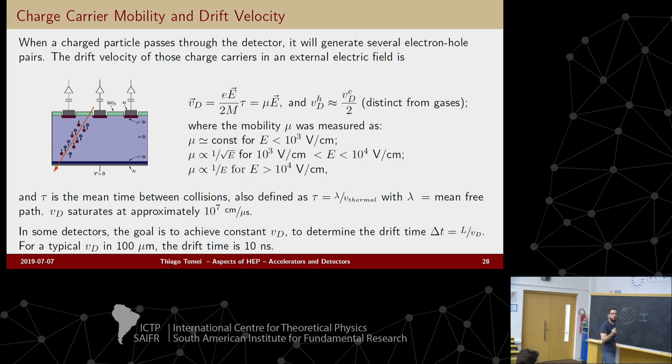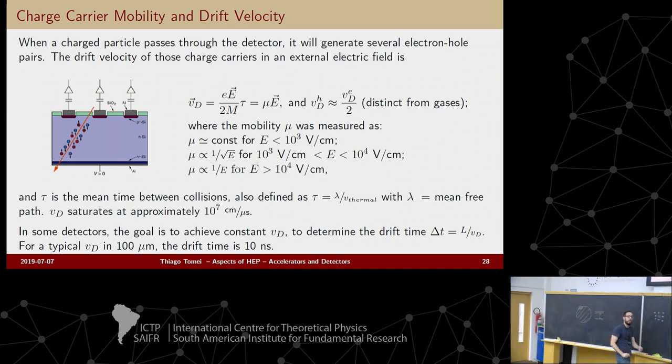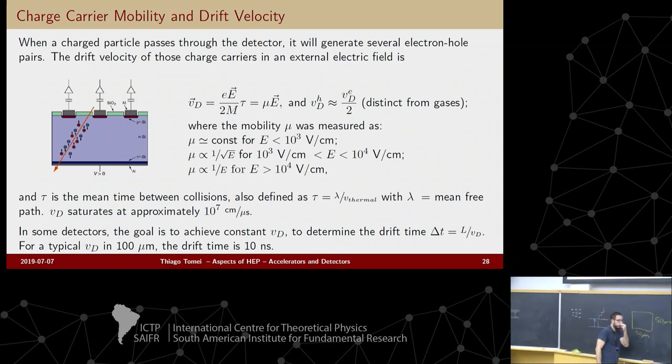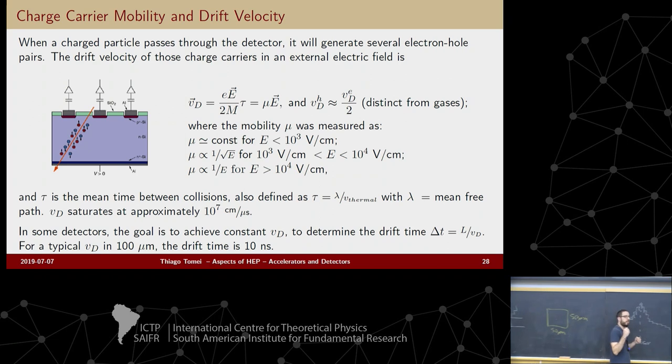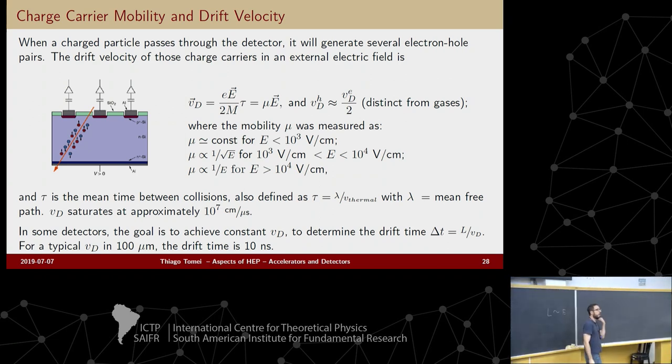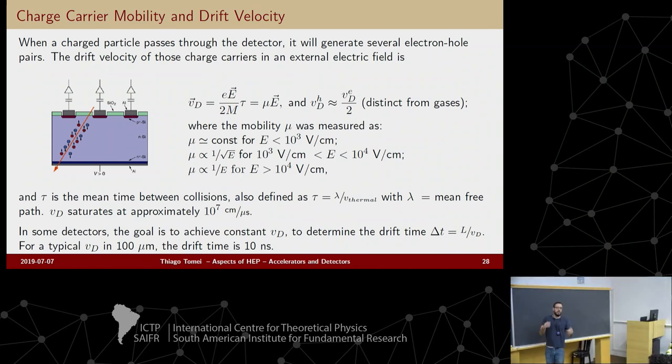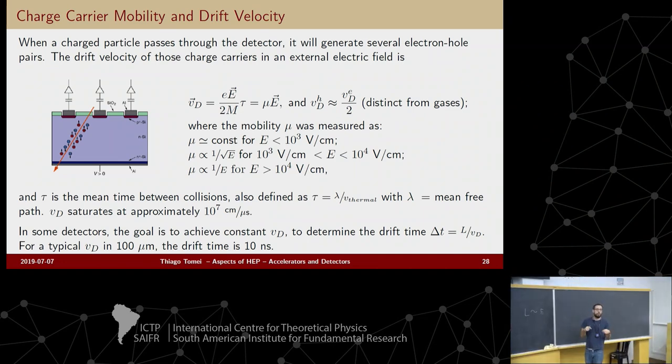Remember, the LHC, for context, collides a bunch of particles every 25 nanoseconds. So it's good because you get your signal in 10 nanoseconds, which is before the next collision happens. Gas chambers, for instance, need some relaxation time. When the particle goes through, they need some extra time to relax.